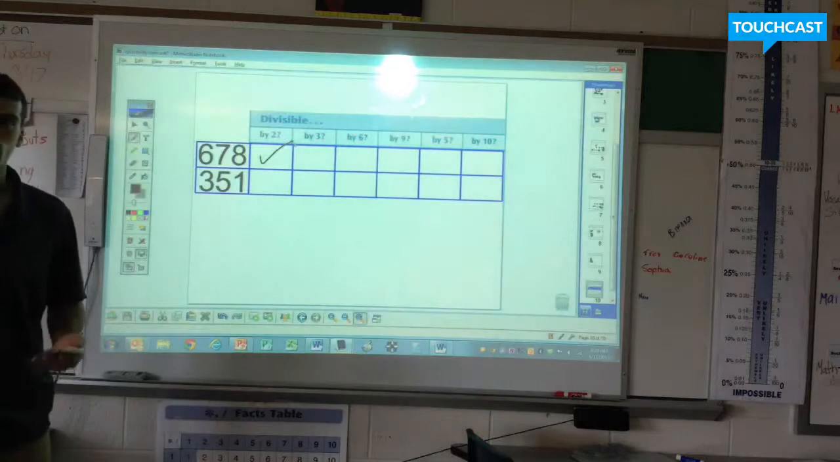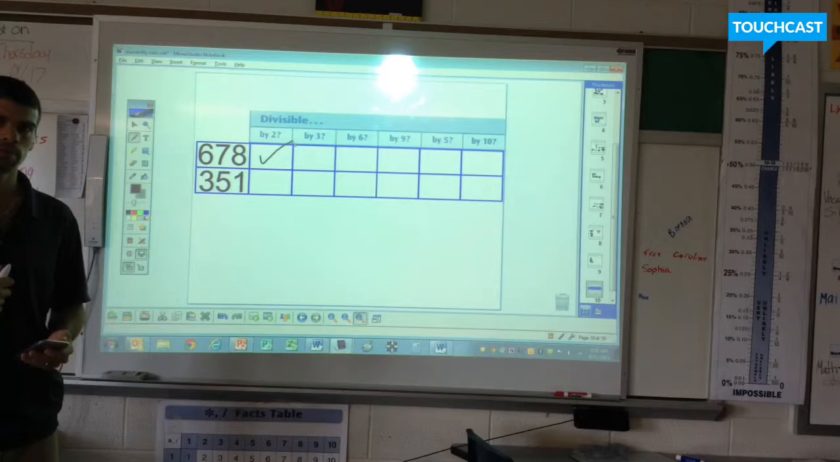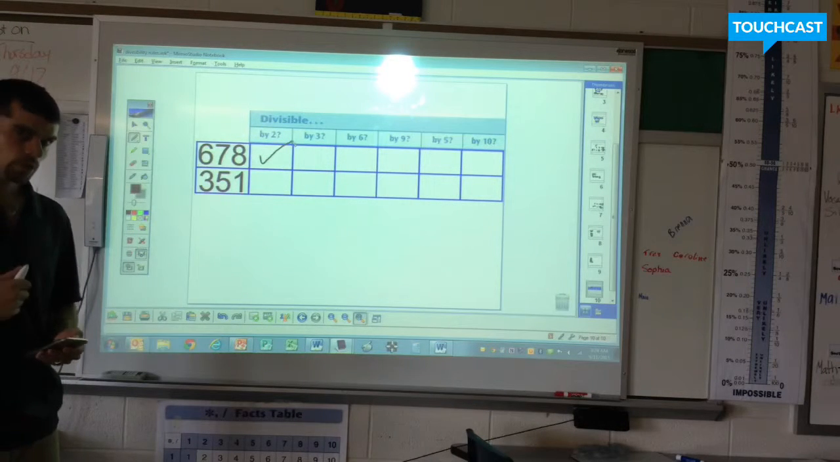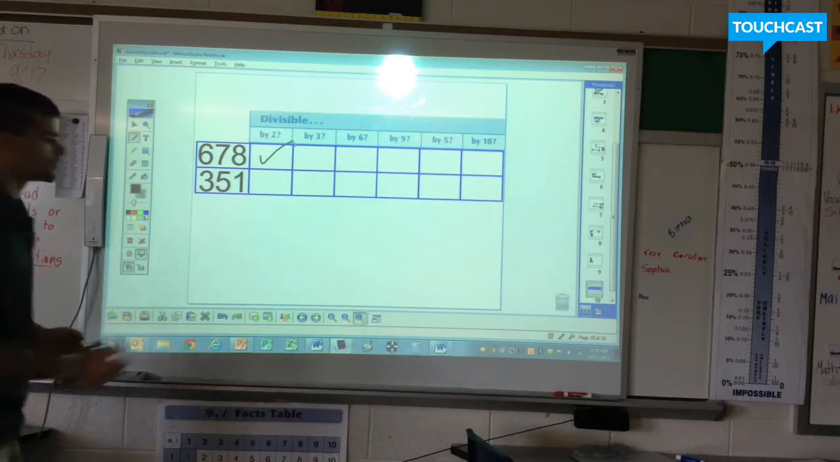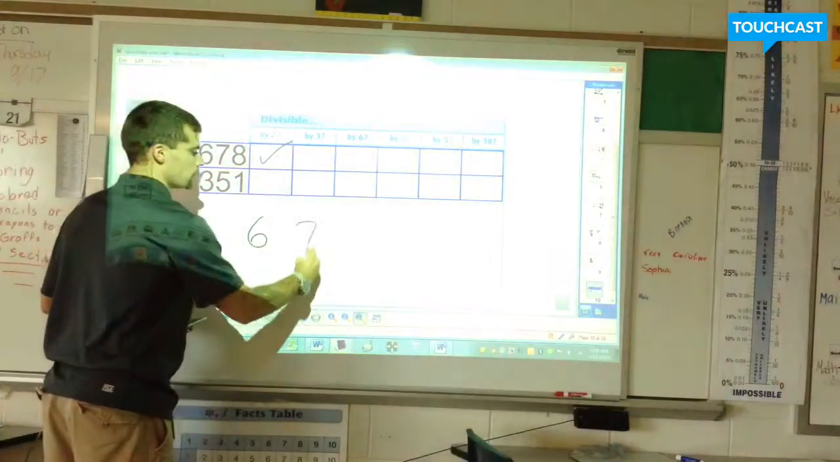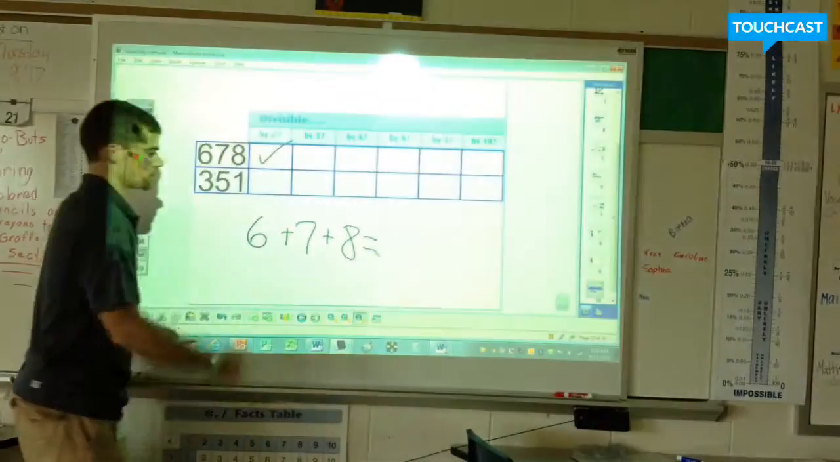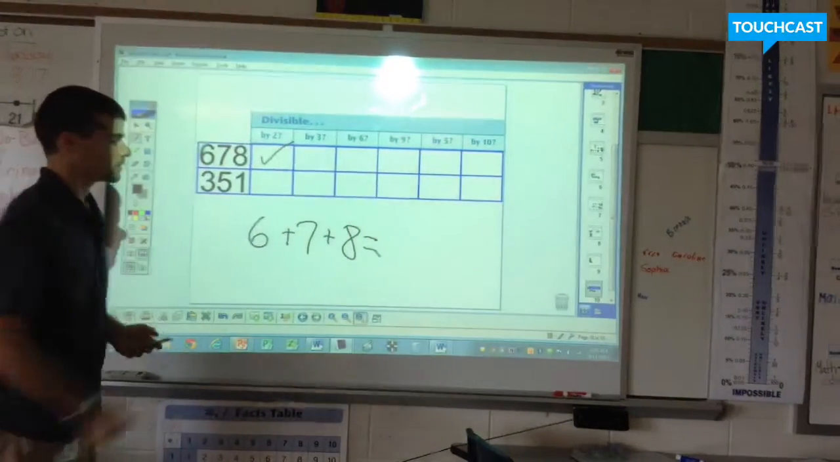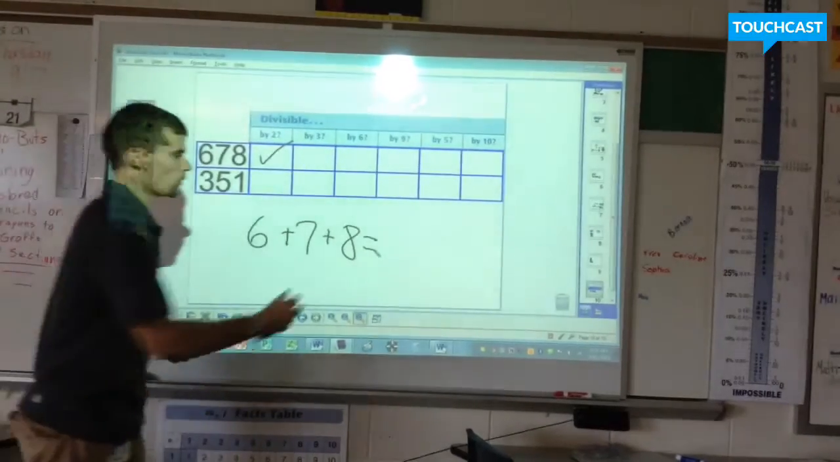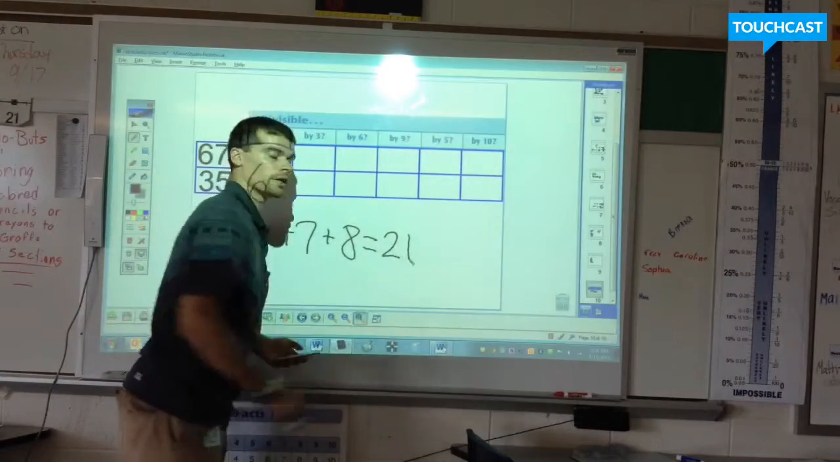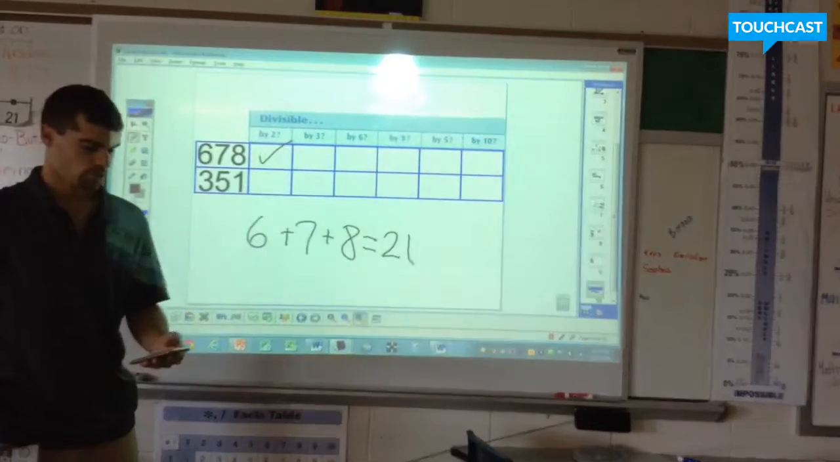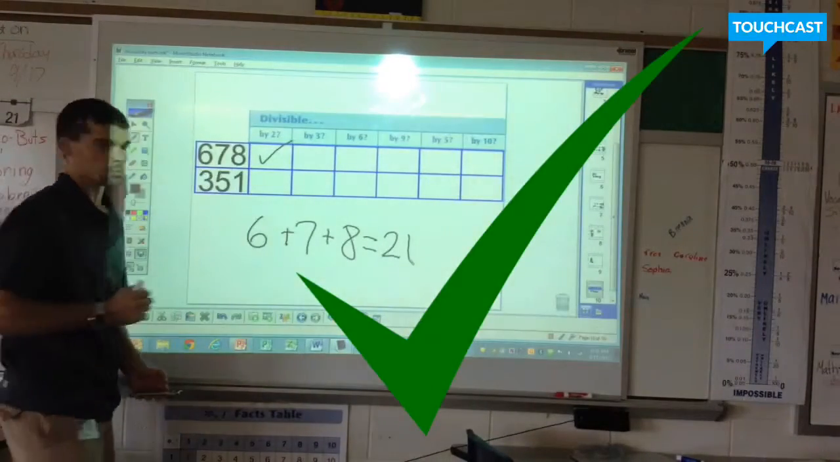Divisible by 3. What are we going to do for divisible by 3? We are going to take our digits, separate them, and find the sum. 6 plus 7 is 13, plus 8 is 21. 21 is divisible by 3, so 678 is divisible by 3.